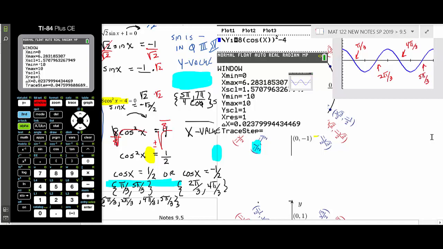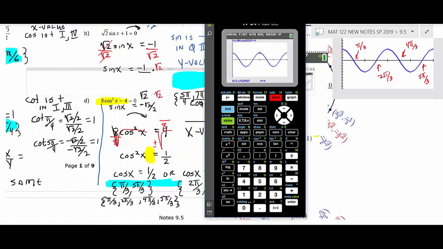So what I can do on this, and the reason is because remember we had the equation, this is equal to 0. So we're looking at where that function takes on a value of 0. So notice what I can do is I can trace on this really easily. So I can type trace and I can do pi over 3.